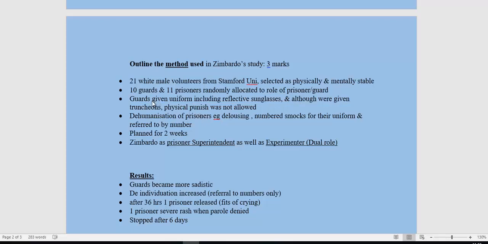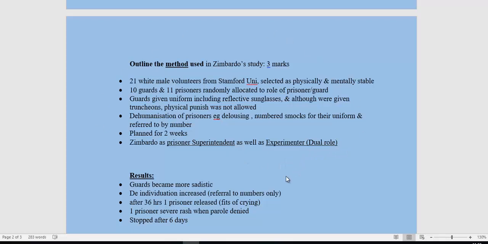You could also include detail like the guard's uniform, including reflective sunglasses so they couldn't make eye contact. They were given truncheons, but physical punishment wasn't allowed. We could also talk about the dehumanization of the prisoners. So they were deloused, they were given a numbered smock, so nothing else but a smock to wear for their uniform. They were referred to by number later instead of name to dehumanize them and de-individuate them. The whole study was meant to last for 2 weeks, as we know, and Zimbardo also acted as the prisoner superintendent as well as the experimenter, so he played this dual role.